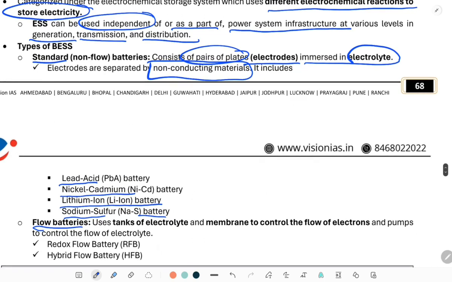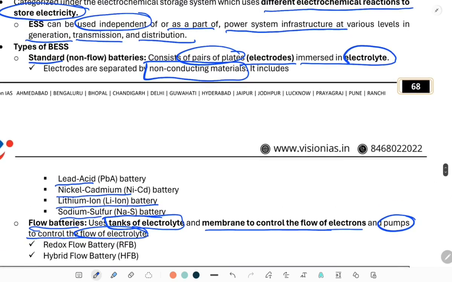Flow batteries use tanks of electrolyte and a membrane to control the flow of electrons, and pumps to control the flow of electrolyte. One is the redox flow battery, and another one is the hybrid flow battery.